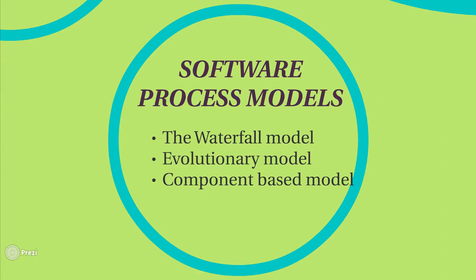Now let us categorize software process models. Different process models can be applied in software engineering. Some of them are the waterfall model, then the evolutionary model, which we can say is the prototype model, and the component-based model, in which we have all the components and have to assemble them properly by following a software process.